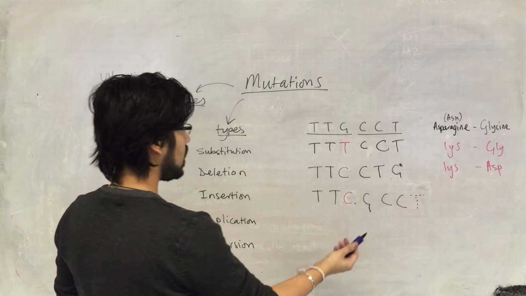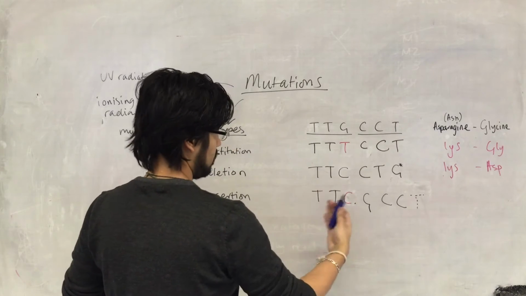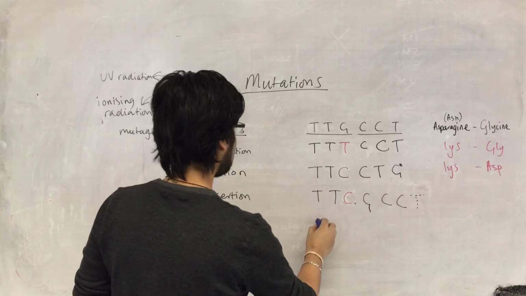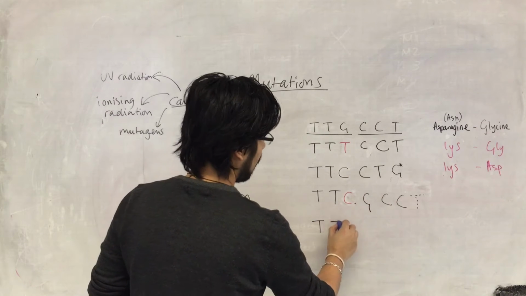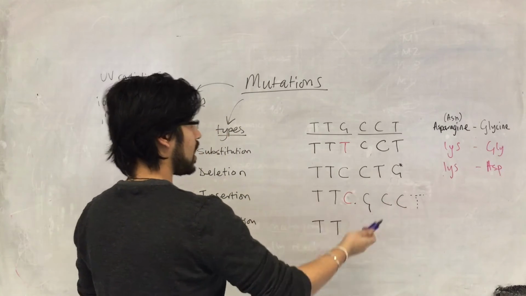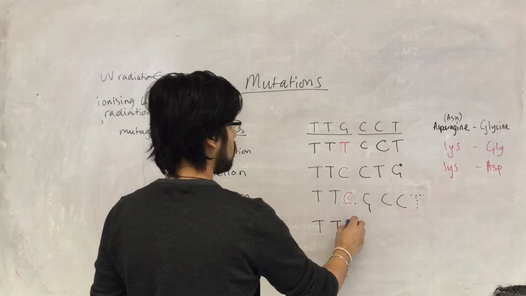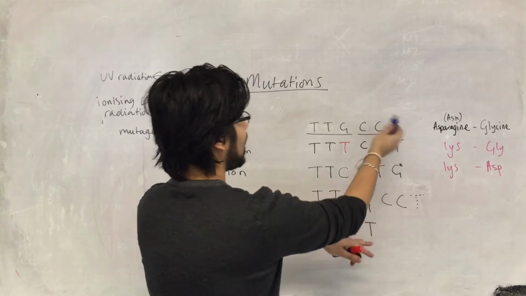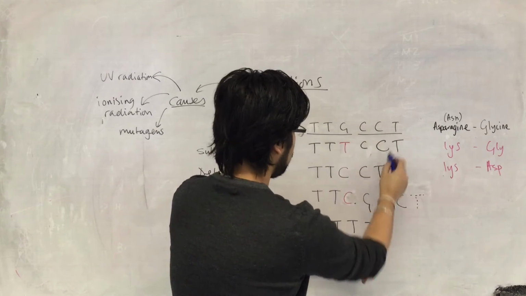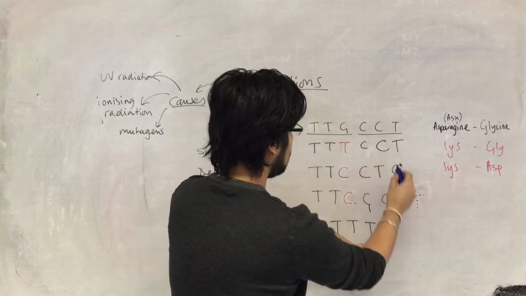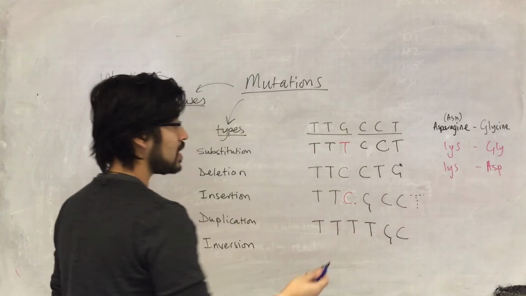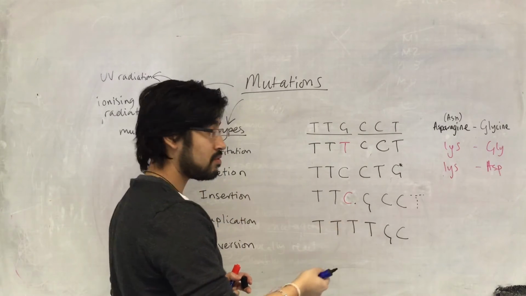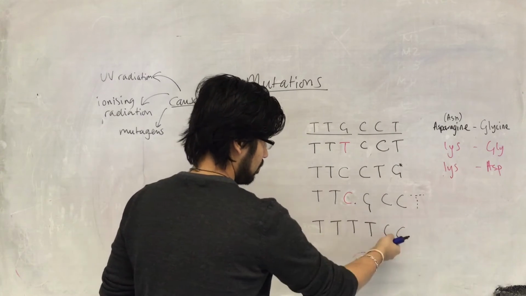Duplication could be that some bases are repeated. So instead of T and T, we could have a duplication of that TT sequence. So we've got TT again, T, we could have T again, and then from that point on, we continue our reading frame, so G, C. So again, we have the potential for a frame shift here, okay?